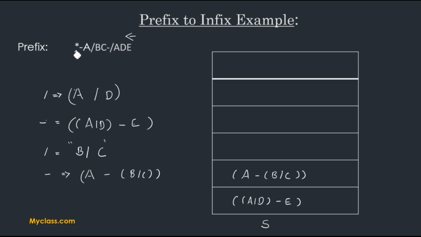Now there is only one item to scan, that is an operator, star. So we want to pop these two elements, make a string, and push that string back into our stack. So we are popping A subtraction B division C, then making a string by concatenating with star and the second operand. Okay, so this is our new big string.